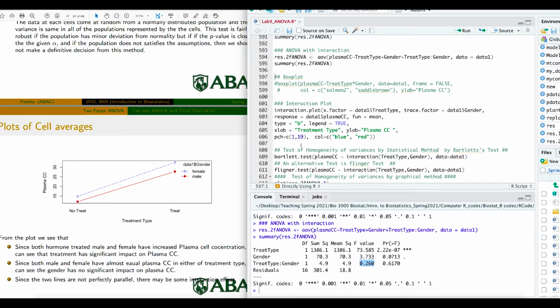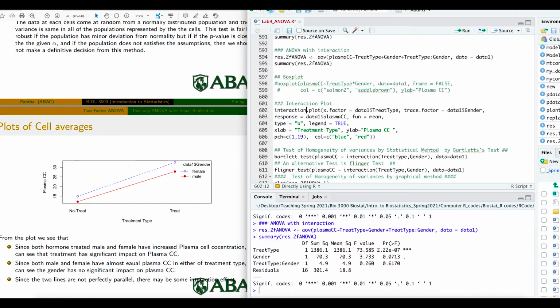Type equals b. What does that mean? That means you will have circles as well as lines joining the circles, okay? That is the type. And legend equals true, so the legend will be seen here. The x label is treatment type, the y label is plasma CC, pch 19. If you change these, it is just a cosmetic thing, okay? And then color is blue. These are all cosmetic things, so no worries about that. The main things are the x factor, trace factor, response, and the function.